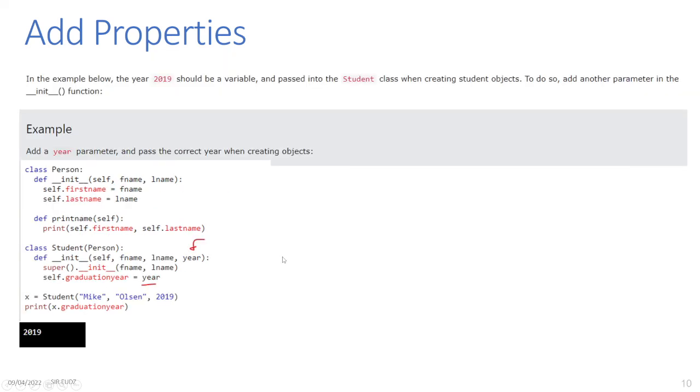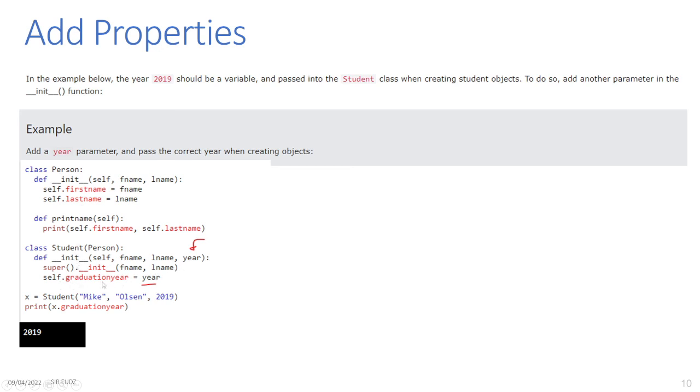In the example below, the year 2019 should be a variable and passed into the student class. In the previous one, it is a constant. Here, it will be a variable passed to the student class when creating student objects. To do so, add another parameter in the init function, a year parameter. Here, the same as the previous one, is our person class. And then in our class student person, in the init function, we place self, fname, lname, and then we add year. Then we use the init function of the parent class.